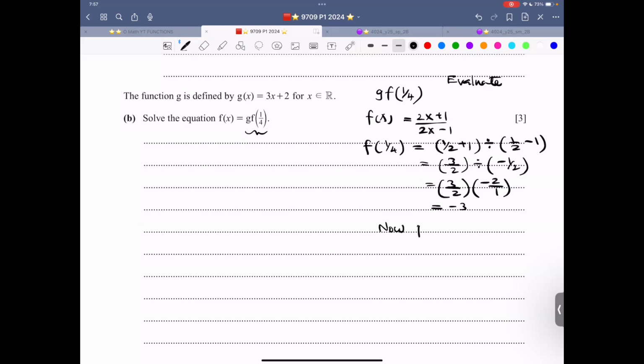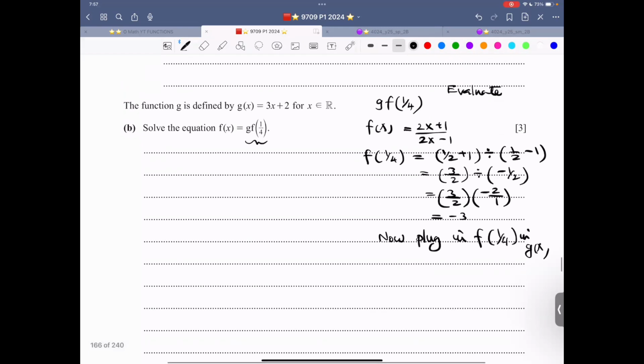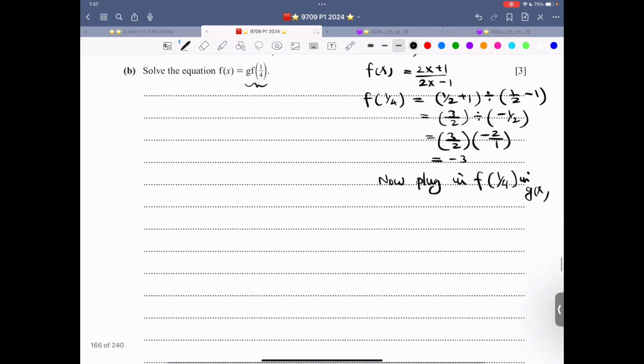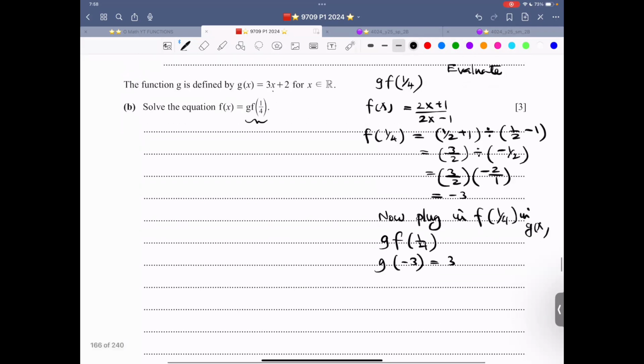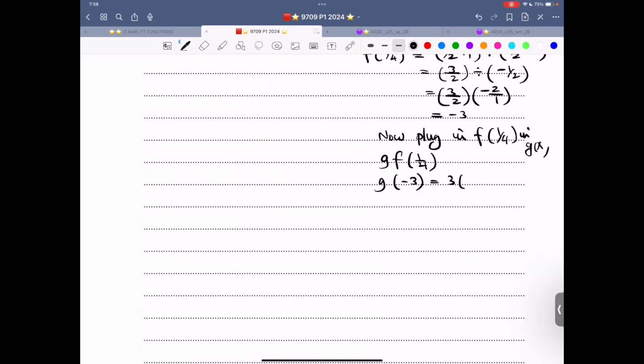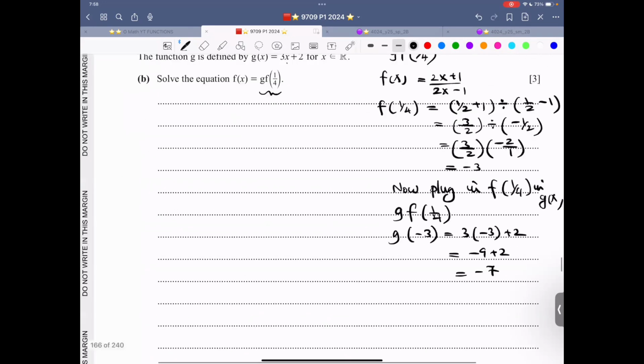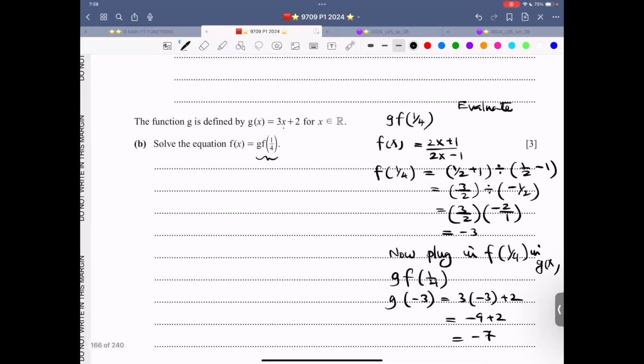Now plug in, because composite function is function of a function. Now plug in f of 1/4 in g of x. So basically in g of x, we are going to plug in negative 3. So g of f of 1/4 is actually g of negative 3, which is 3x plus 2. 3 into minus 3 plus 2, which is minus 9 plus 2, which comes out to be negative 7. So it's worth 3 marks, but yes, there is working to it.